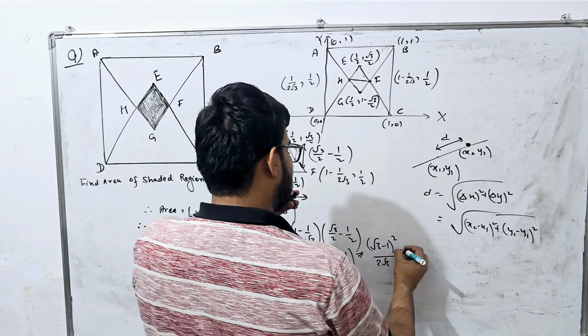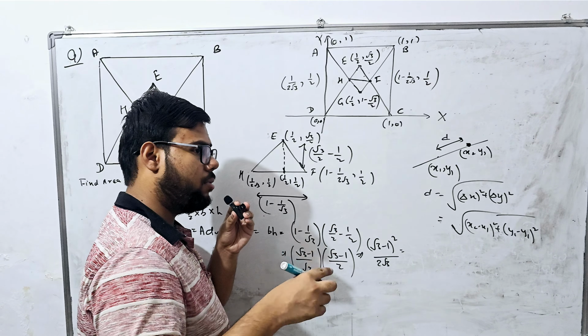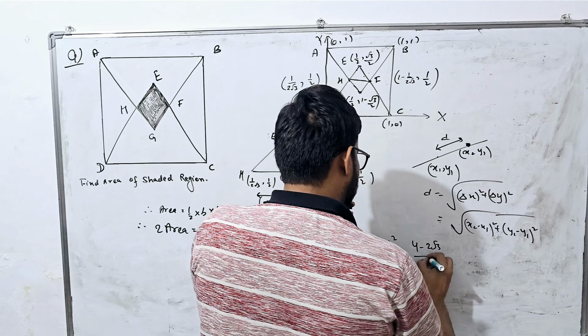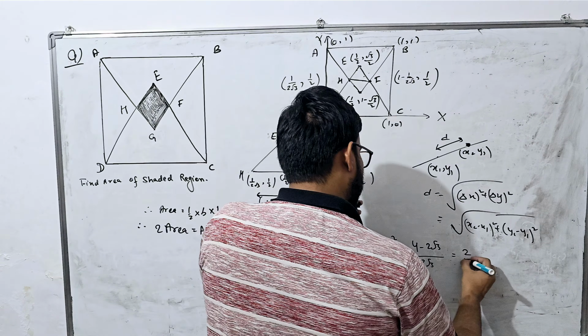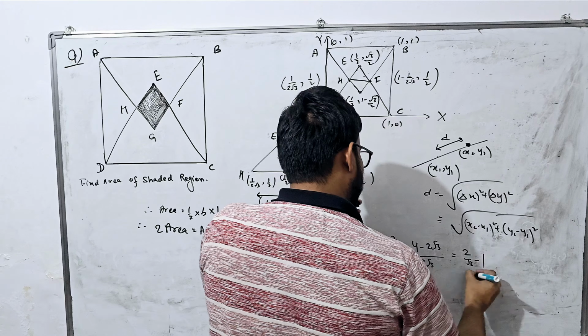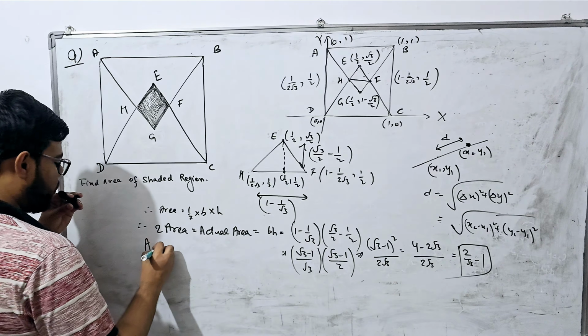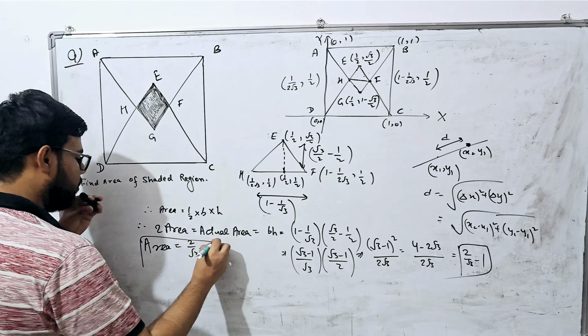And now you can simplify this expression. You get root 3 whole square plus 1 square minus 2 root 3, which is equal to 4 minus 2 root 3 divided by 2 root 3, which is equal to 2 by root 3 minus 1. So the area is equal to 2 by root 3 minus 1, right?